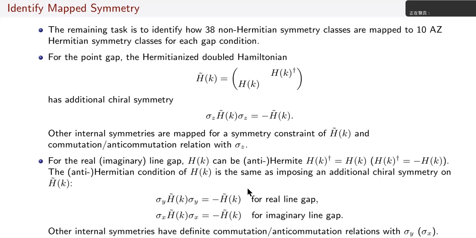Then, in view of this doubled Hamiltonian, the Hermiticity of the Hamiltonian H is the same as an additional particle-hole symmetry for the doubled Hamiltonian. For the real line gap case, this is the same as imposing an additional chiral symmetry by sigma y. For the imaginary line gap case, it can be anti-Hermitian, and this is the same as imposing the corresponding symmetry.